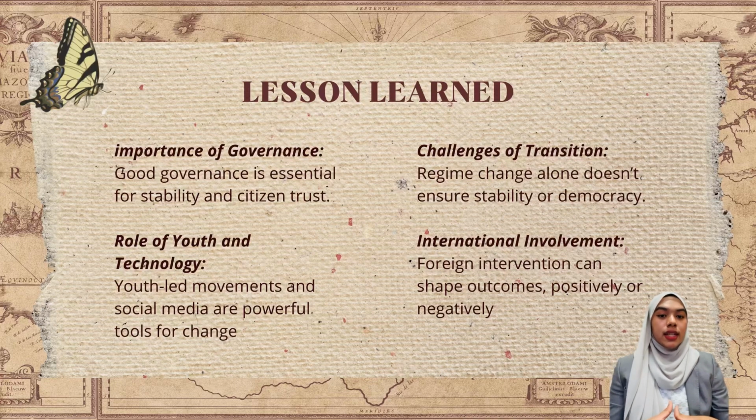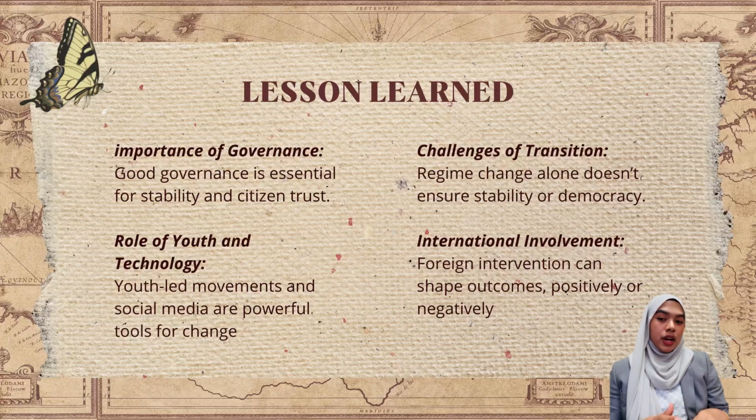So for the next slide is lessons learned. Now let's discuss the lessons we can learn from the Arab Spring. First, it's clear that good government is crucial for stability. Governments that fail to address public grievances or provide accountability and transparency risk losing the trust of their citizens, which can lead to unrest. Second, we saw how powerful youth and technology can be as agents of change.